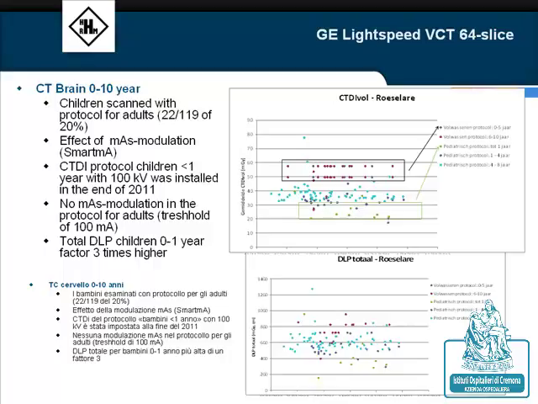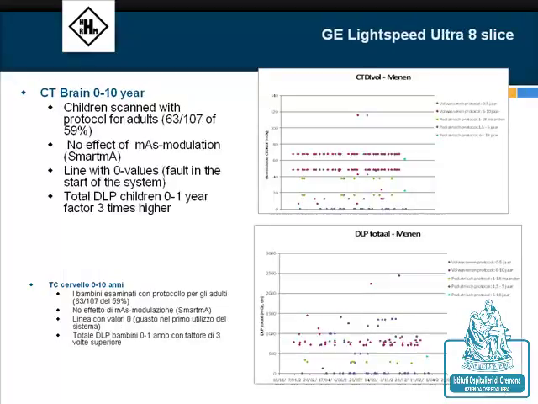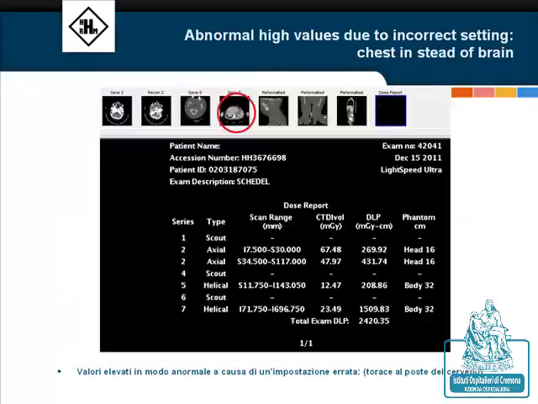What you also see, and that's even worse, you know what mA modulation is? You know that the mA will change as you go through the body. But the thing is, there is a threshold of 100 mA. So if you have a small body, it will not work. So it will give a high dose. That is not to do with the CT, but the way you work with it. So this is the same thing for any other machine.